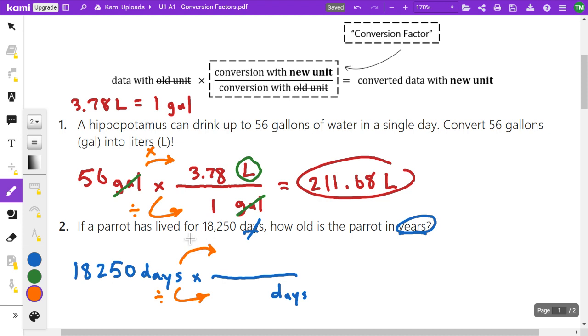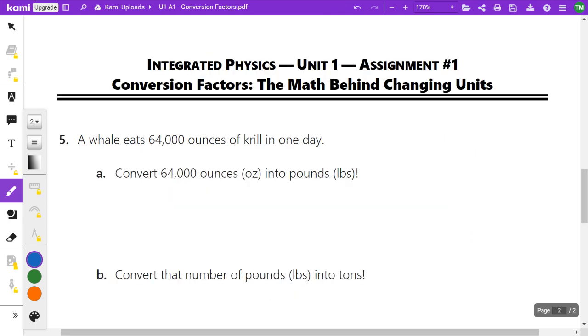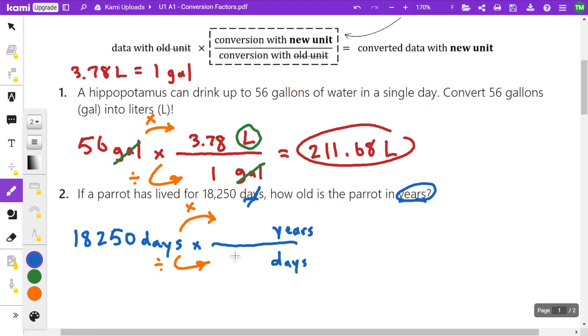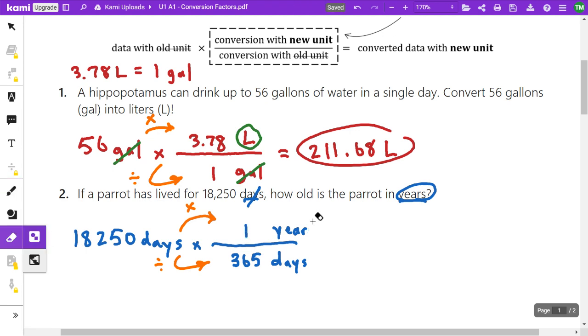Whatever's on top here is going to get multiplied. And the other unit I'm trying to relate days to is years. So years is going to be going up here. Now, I just have to put in how many days are in a year or how many years are in a day. And you might know this one off the top of your head. There's about 365 days in 1 year. I can erase the S off here if I want to be grammatically correct.